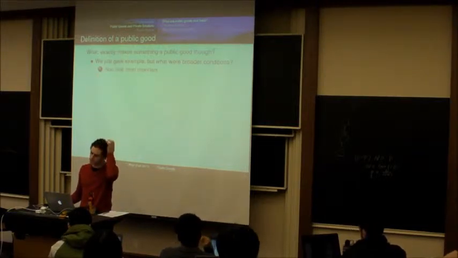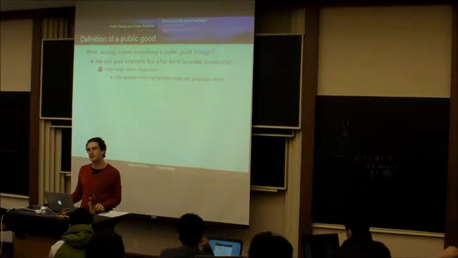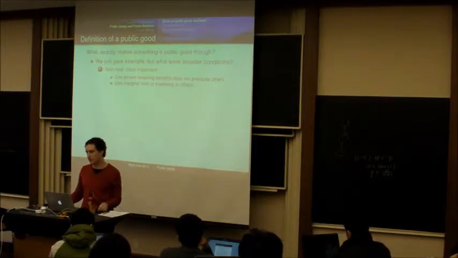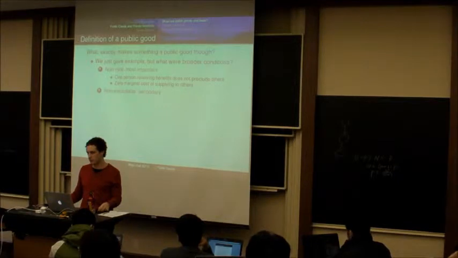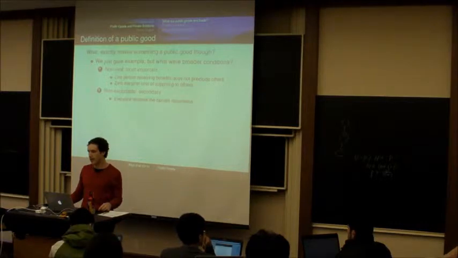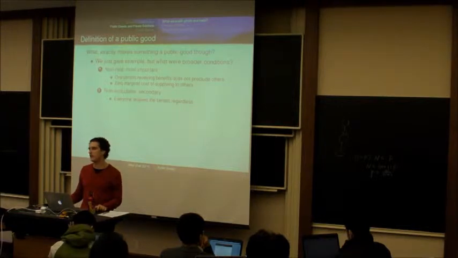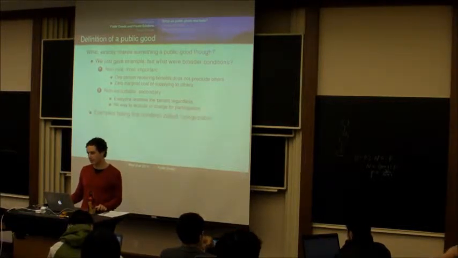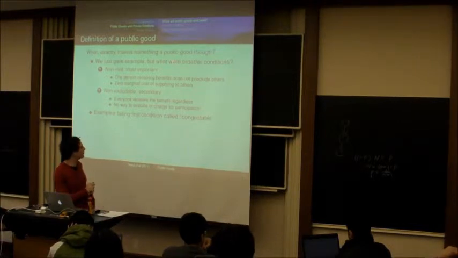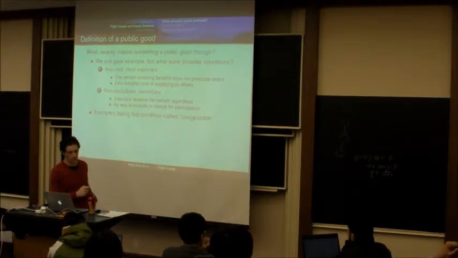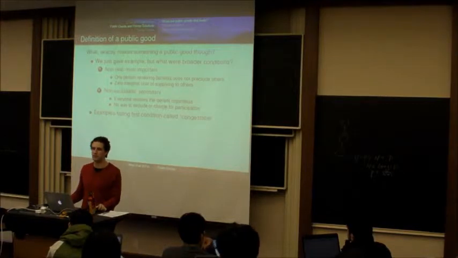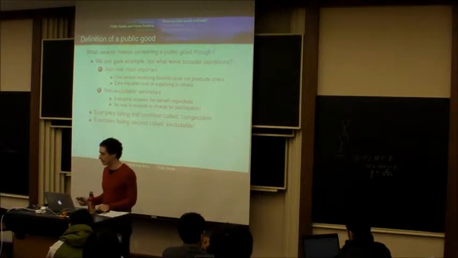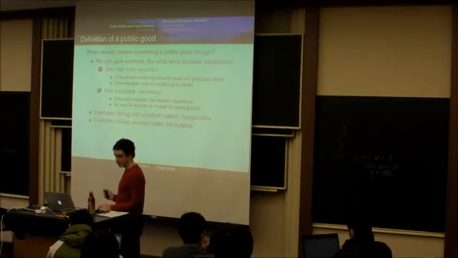So non-rival, which is sort of the most important condition, is that one person receiving the benefits doesn't preclude anyone else from receiving those benefits. There's zero marginal cost of supplying to additional people. Non-excludable, which is slightly less important, but still important, is that everyone receives the benefit regardless of what they do. You can never force anyone to pay or anything like that. Ones that fail the first condition that are non-excludable but are rival are called congestible public goods. Ones that fail the second condition but obey the first are called excludable public goods.